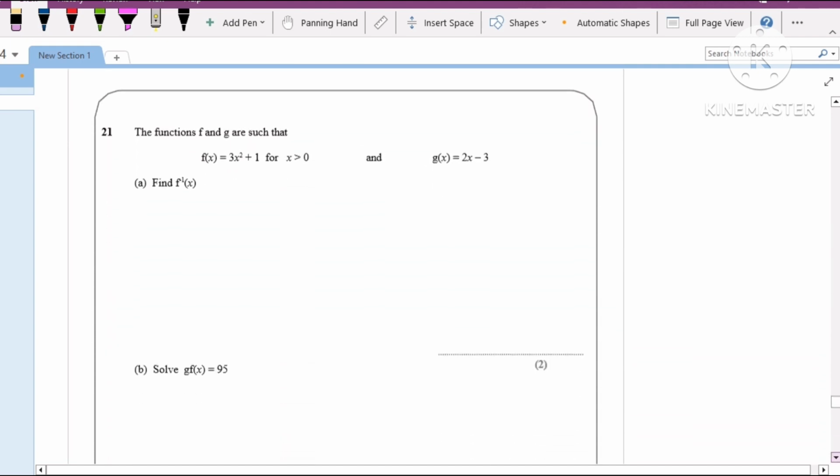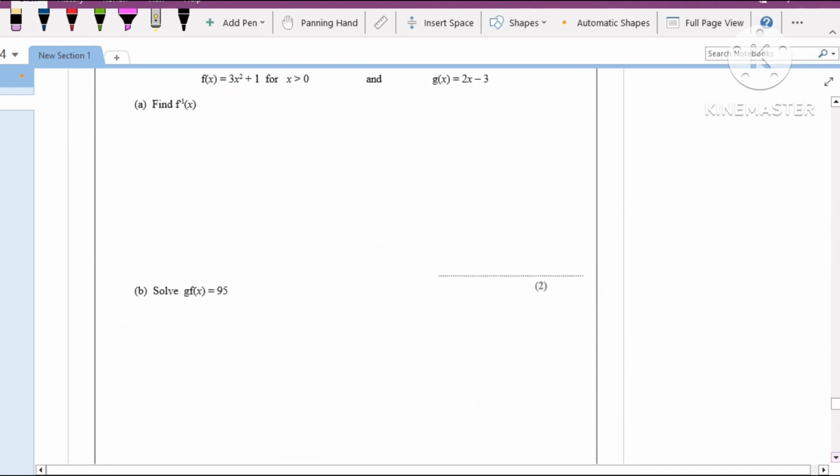Question number 21. If we have to find the inverse of a function, it has only 3 steps. Write down the function for which you have to find the inverse: f(x) is equal to 3x squared plus 1. Step 1 is to replace the function name with the output value: y is equal to 3x squared plus 1.